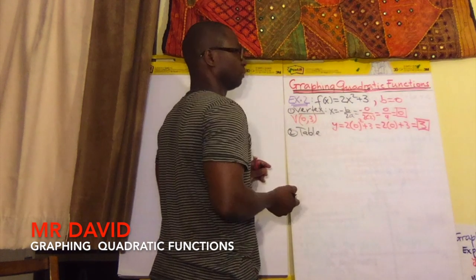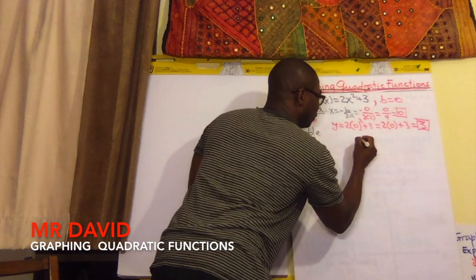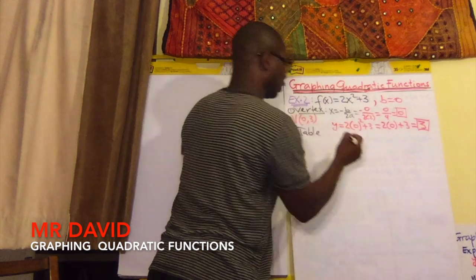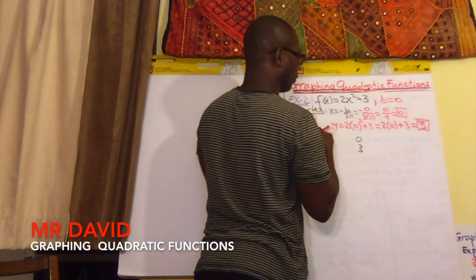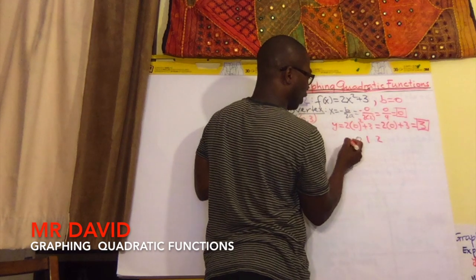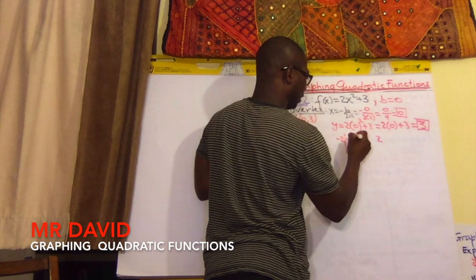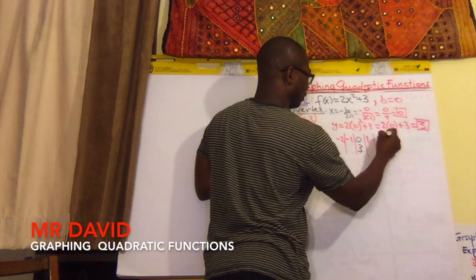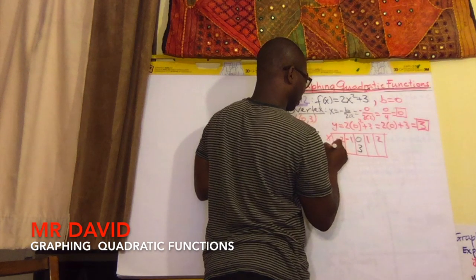Step 2, we make the table. Remember, we make the table with 5 values. We put 0 in the middle. Then we pick 2 numbers right after that: 1, 2. And 2 numbers right before 0: negative 1, negative 2. Okay, so x, y.